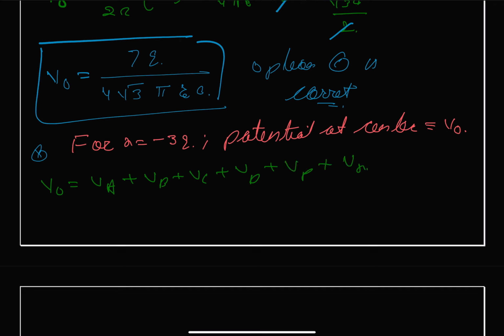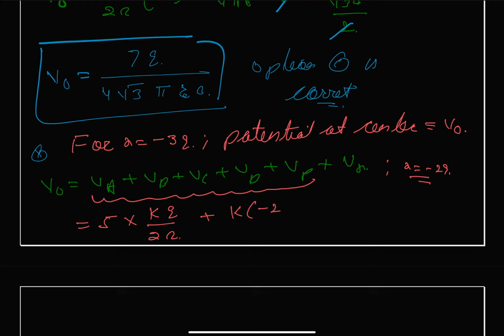All these charges are same. So once again we can write this will be 5 times kq upon 2r. But in case of this x, we are having a charge of now x is equal to minus 3q. So we can write this as plus k times minus 3q divided by 2r.